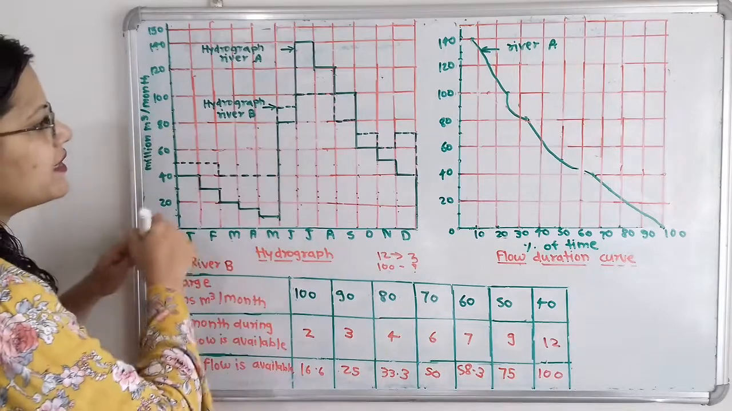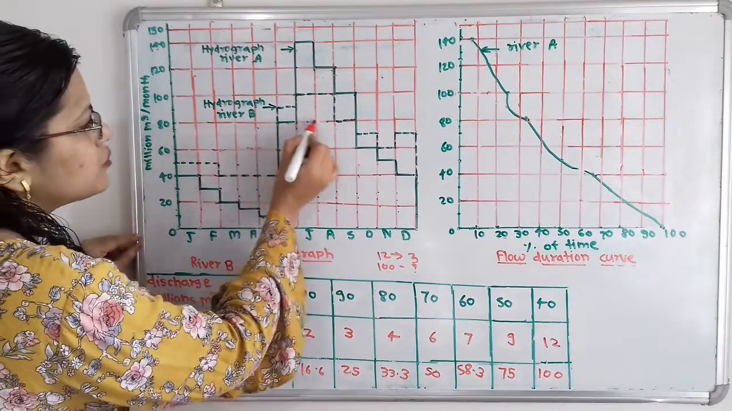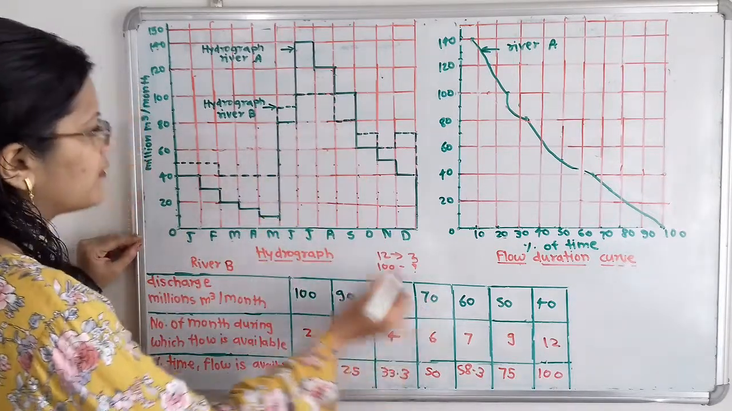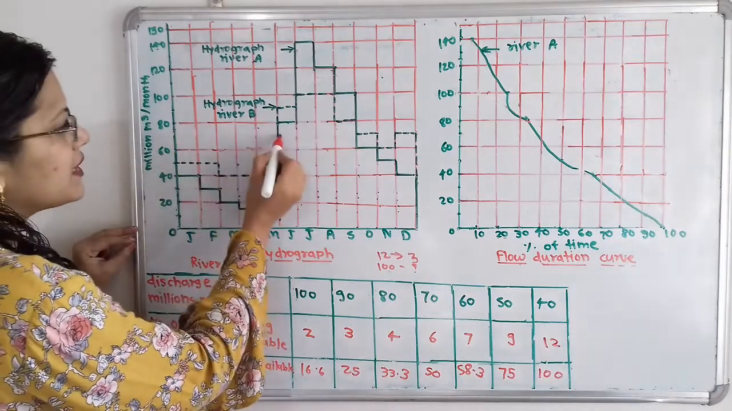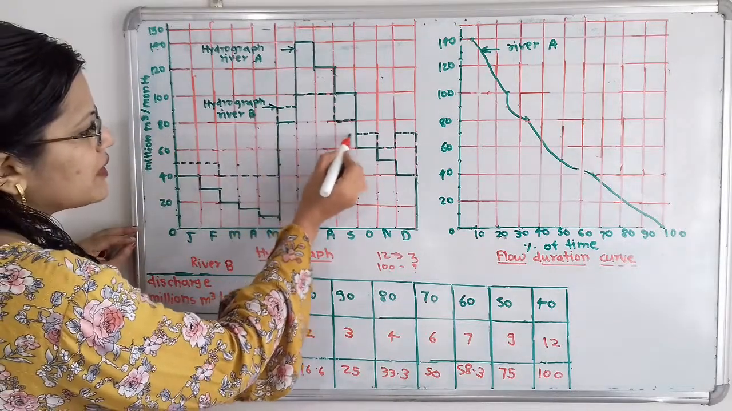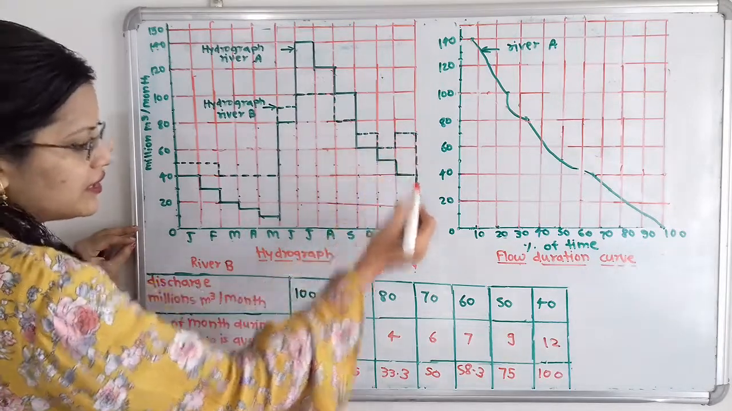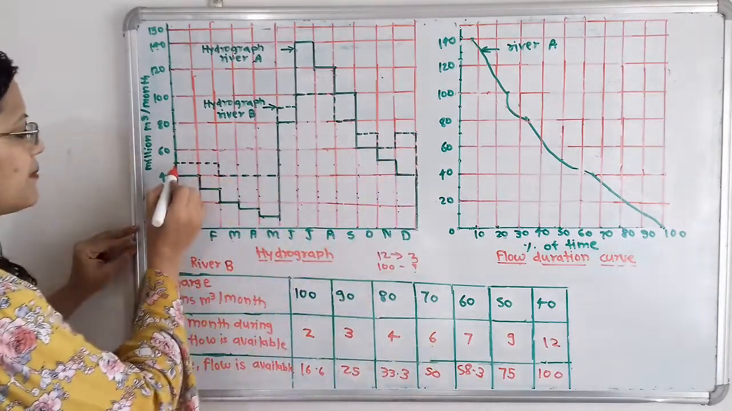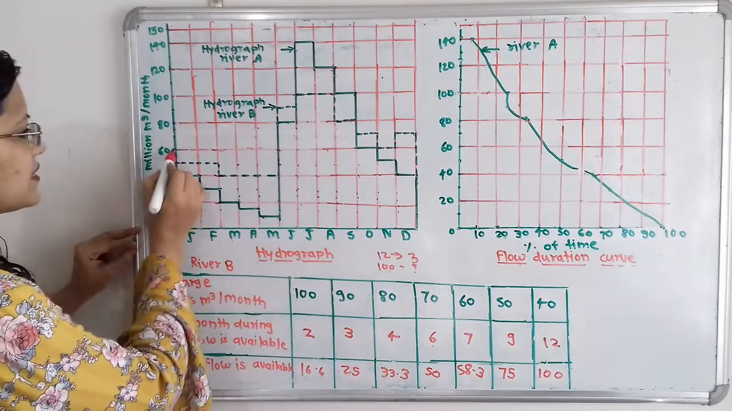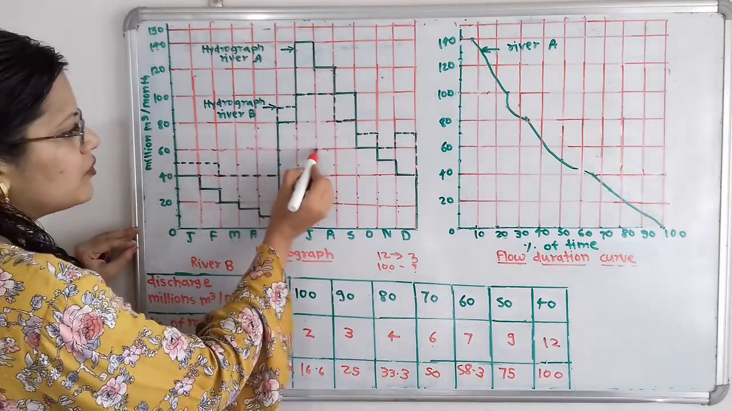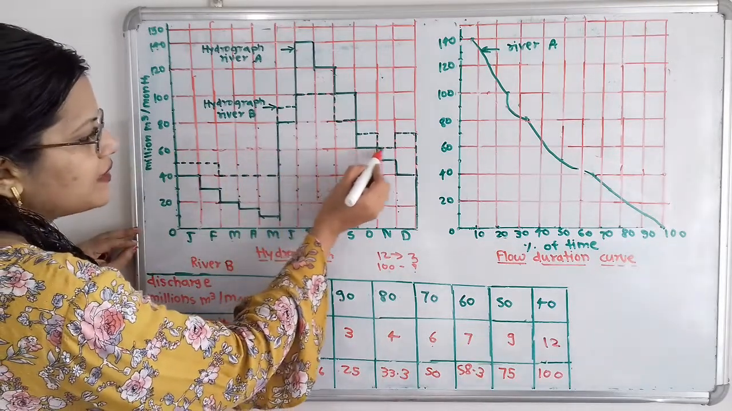Then for 80, if we observe here 1, 2, 3, 4. 4 months are available. Then for 70, it is 1, 2, 3, 4, 5, and here the next section is also there, that is 6. So 6 months are available. Then again for 60, it is 1, 2, 3, 4, 5, 6, 7.